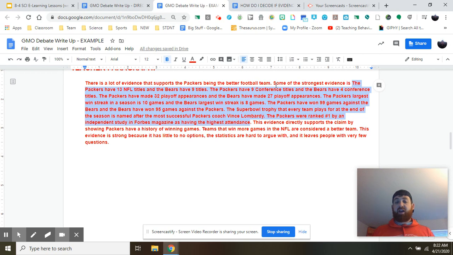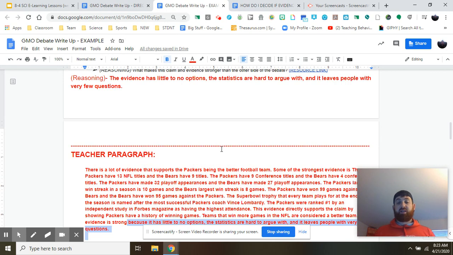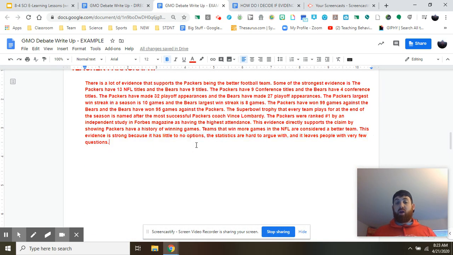Again, still have that kind of introductory sentence that helps connect everything together, all right? From there, I start talking about the next 2 questions that we were looking at. So this evidence directly supports the claim by showing the Packers have a history of winning games. Teams that win more games than others in the NFL are considered the better team. Okay. This evidence is strong because, and again, pulling in all those things that I typed up before. And what do you know? I have my paragraph. I'm done.